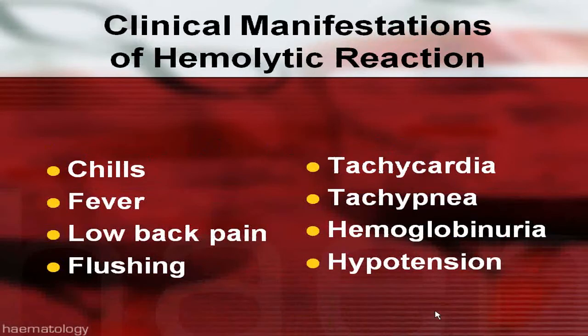Things that you see if you have a hemolytic reaction, and this is an acute reaction: you have chills, fever, low back pain, flushing, tachycardia, tachypnea, hemoglobinuria, and hypotension. The classic signs that you see are low back pain and a feeling of apprehension.